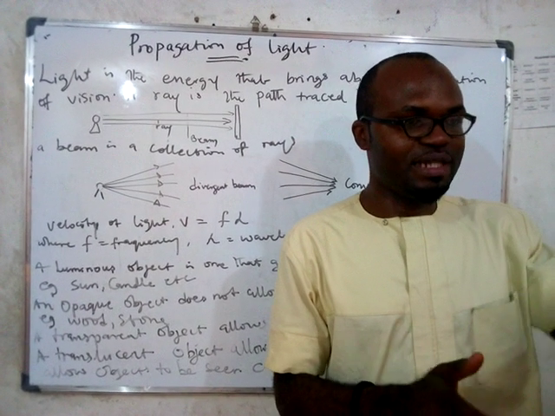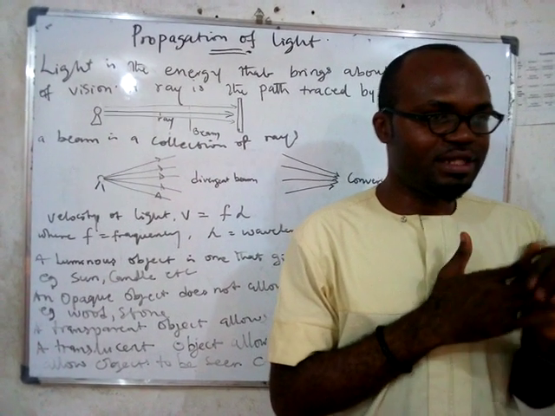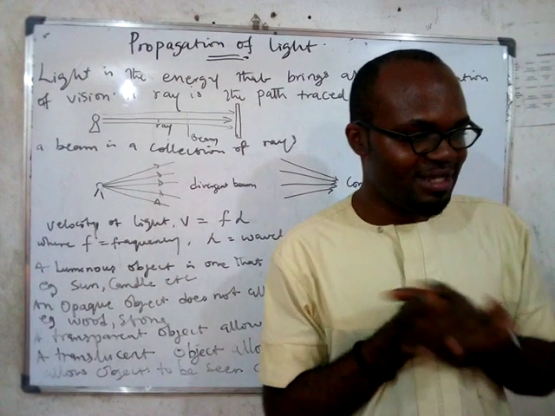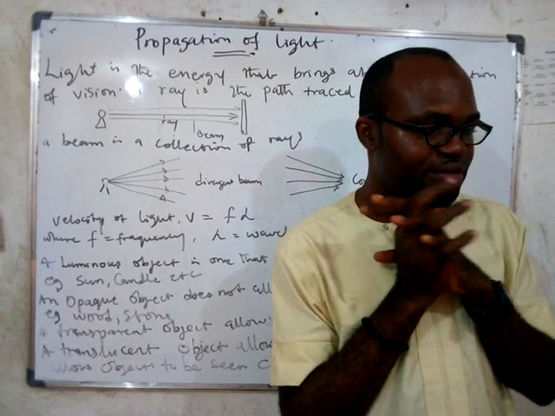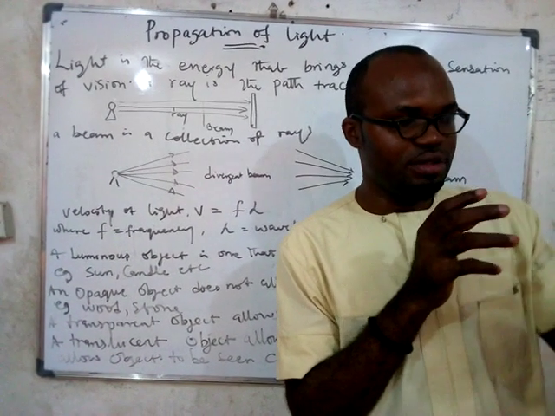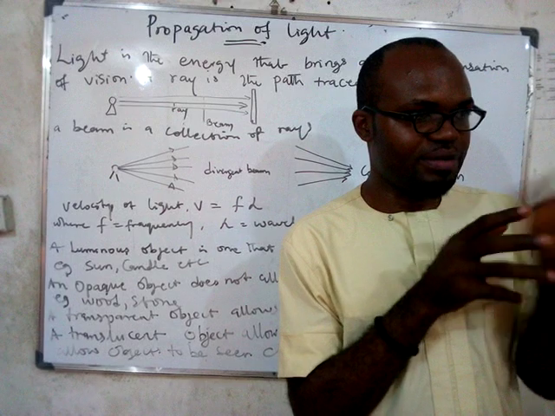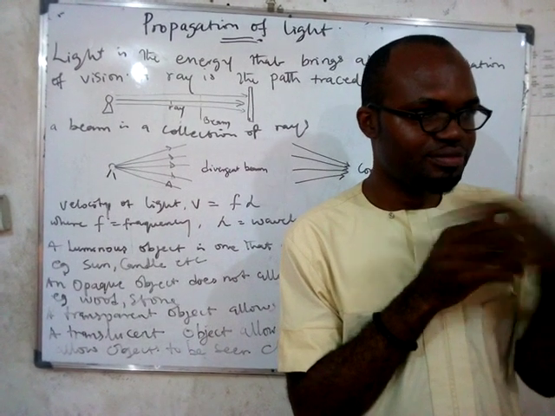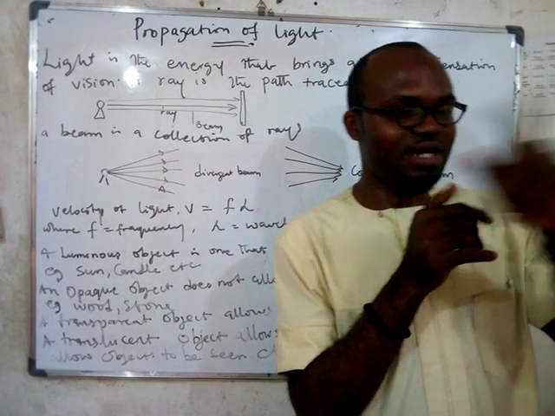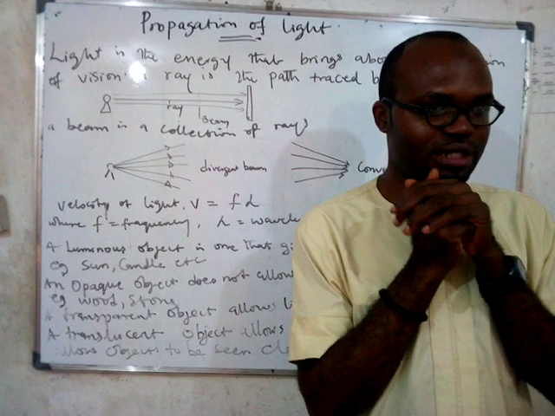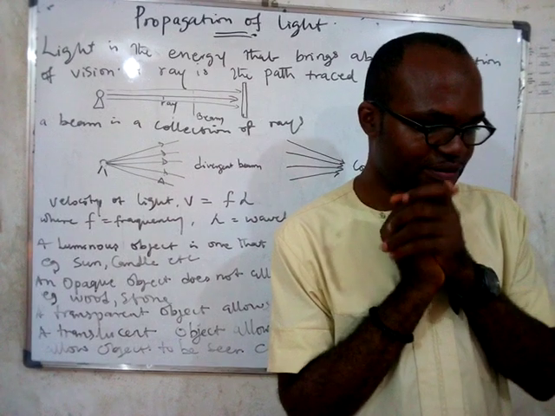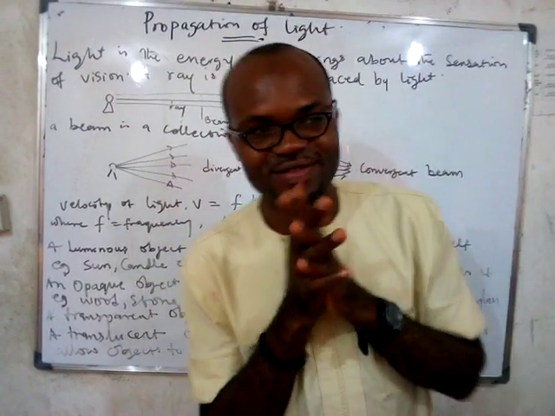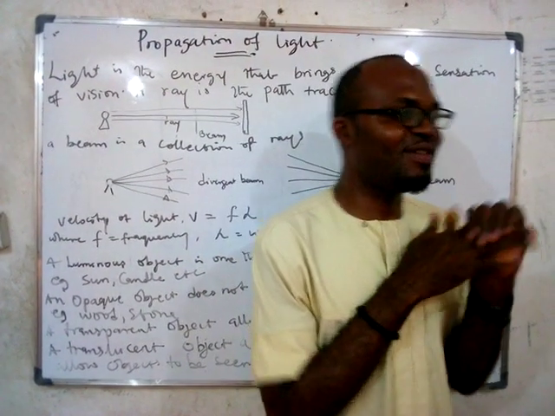Anu, give me an example of a transparent object. Glass. Abi, give me an example of an opaque object. Stone. Give me another example of an opaque object. Wood. Give me an example of a luminous object. Sun. Give me another example of a luminous object. Candlelight. So those are the basics of light.